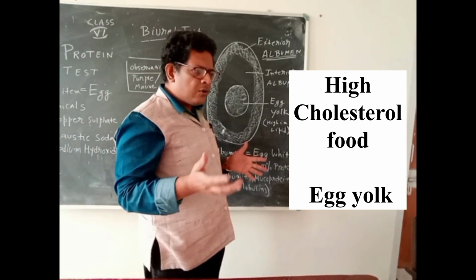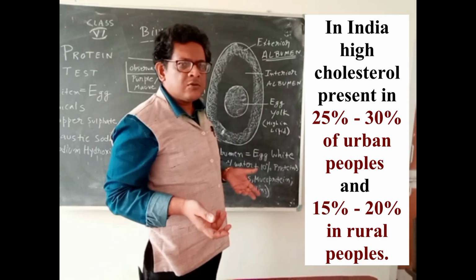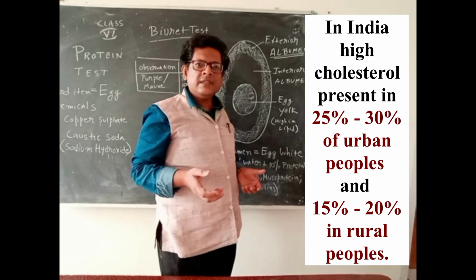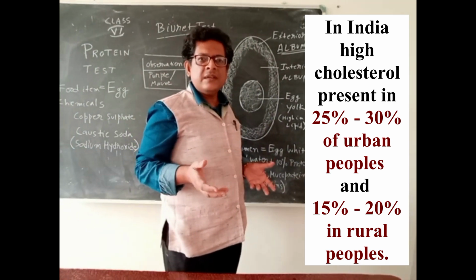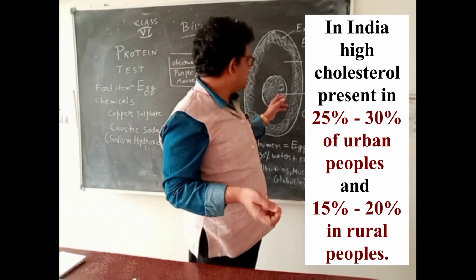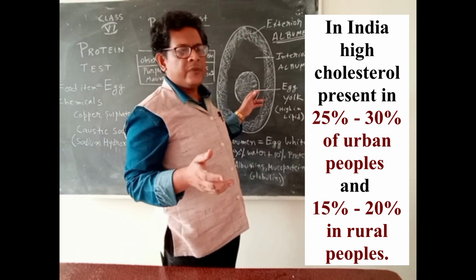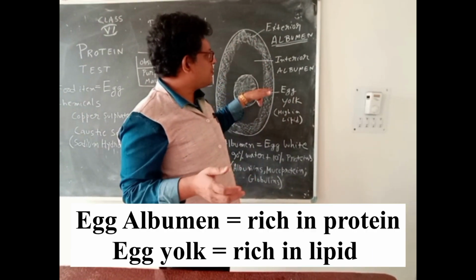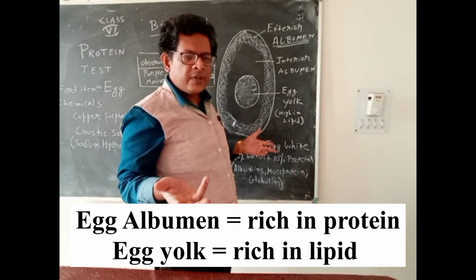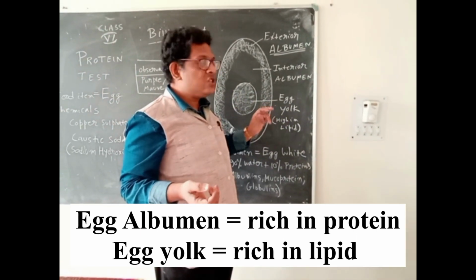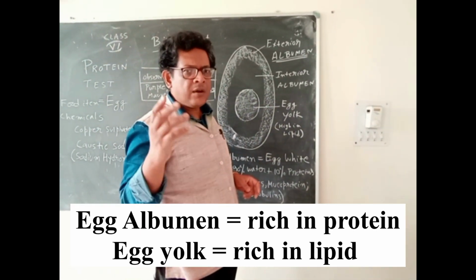Okay, I know in your home also, in your family also, you have cholesterol patients. So the doctor advised them to avoid the yellow portion of the egg, because the white portion is protein, no problem with the protein, but egg yolk is rich in lipid. That is the problem with the cholesterol people.